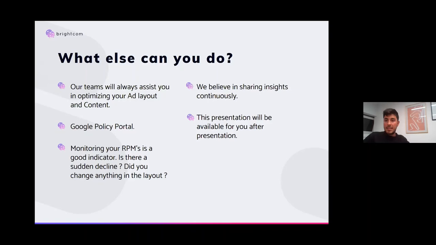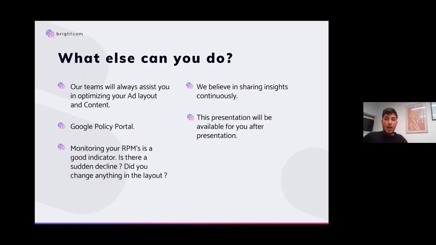Next, we have also the Google Policy Portal, which is something we definitely suggest you look out for. It's in every Google Ad Manager account. And here you can actually see red flags, you could say, that Google has flagged for you. So, for example, it can say that you're clustering too many ads on your website. So you know, okay, I'm doing this wrong. I should do this in a better way.